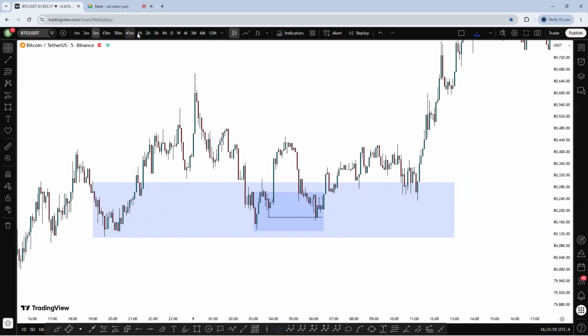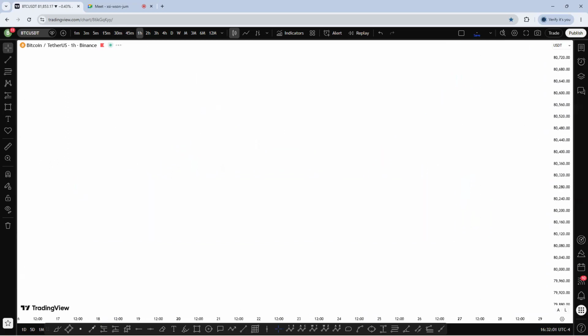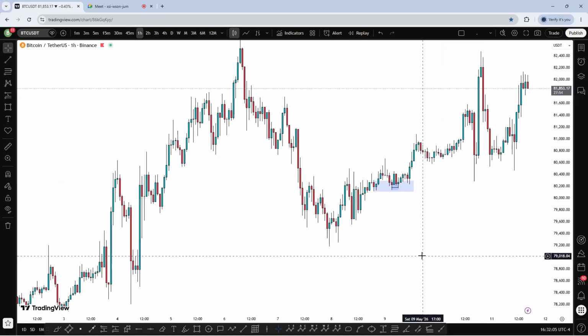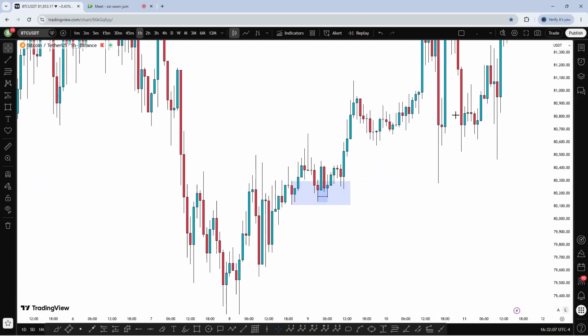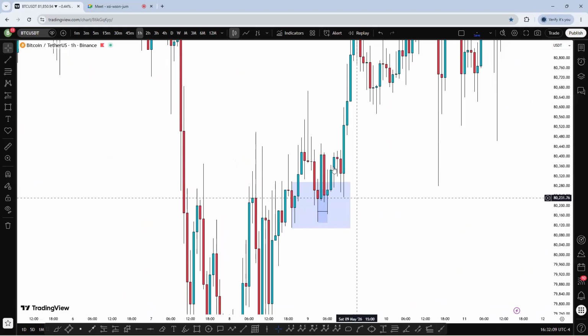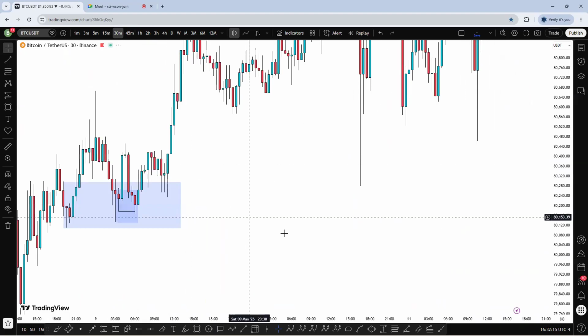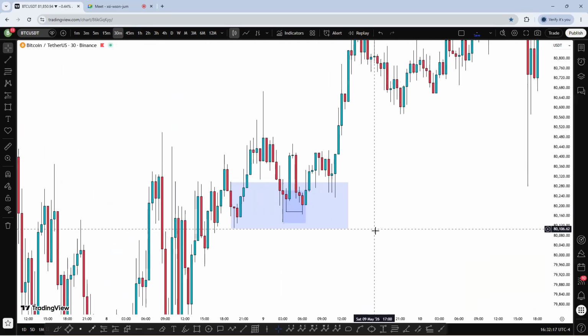So it created another zone. Which zone? We don't see that on the hourly. Let's check on the 40 minutes. On 40 minutes, you have another zone.